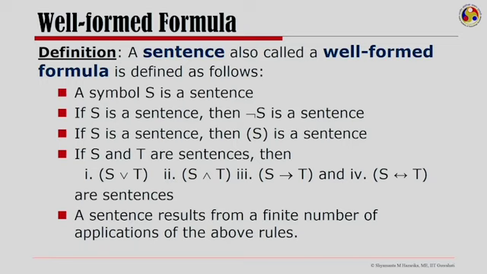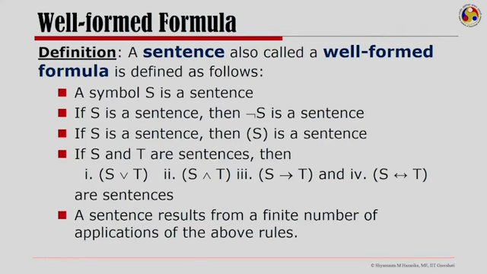A sentence, also called a well-formed formula, is defined as follows. A symbol is a sentence. If S is a sentence, then not S is a sentence. We have not discussed parentheses as of yet, but parentheses are used to disambiguate the precedence of the operators in a propositional logic statement. If I have a sentence S and close within the parentheses, that also is a sentence.